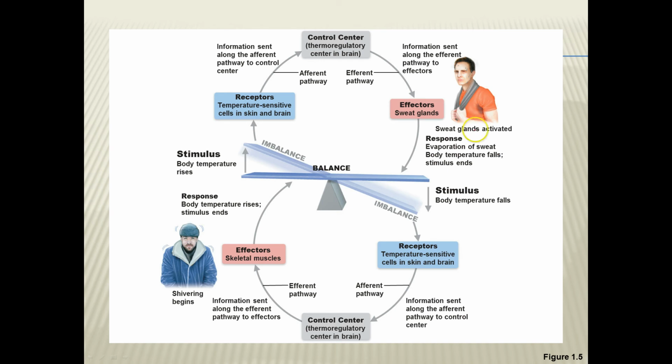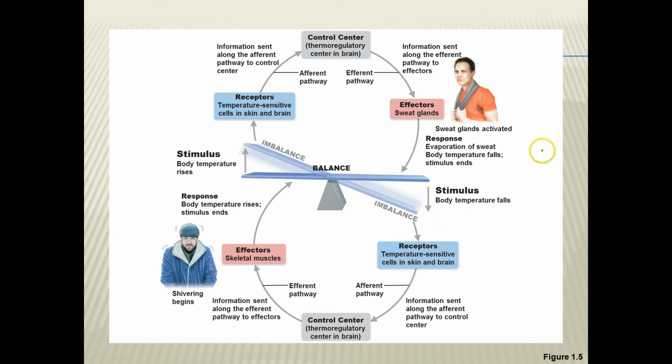Another thing that happens is that your superficial blood vessels, near the surface of the skin, dilate so that more of your blood flows to the surface of your skin. That's why you look red and flushed, because you've got increased blood flow to the skin, and that also helps release some of your body heat to lower your temperature.